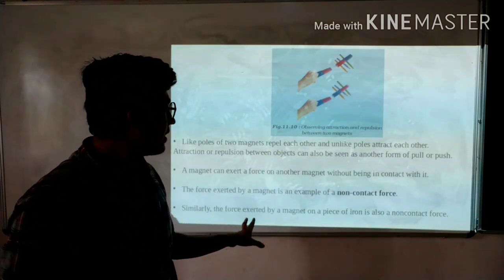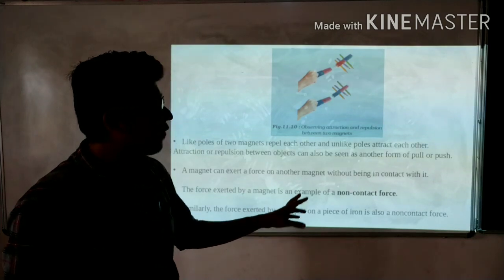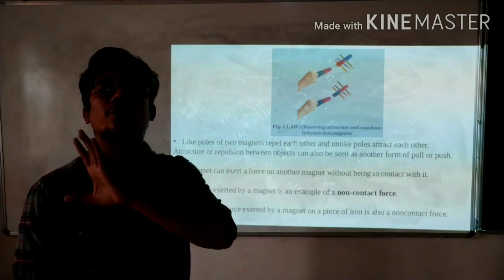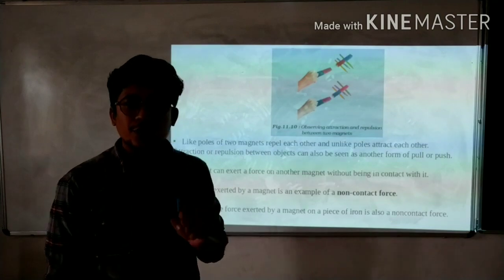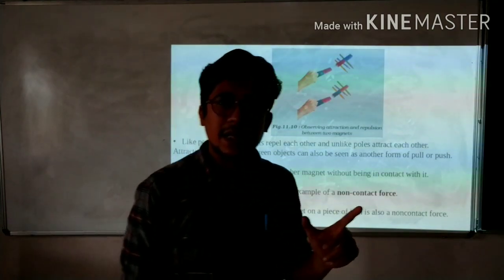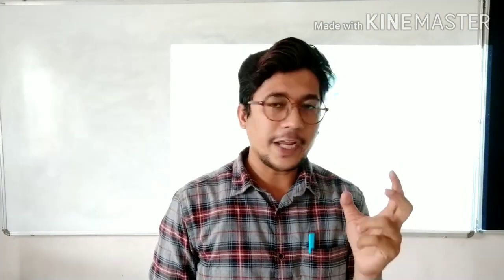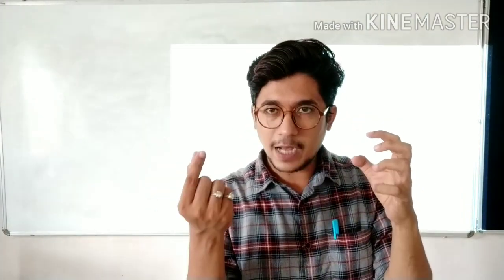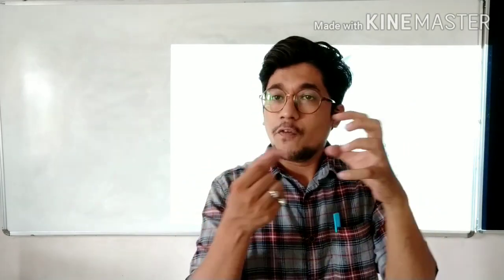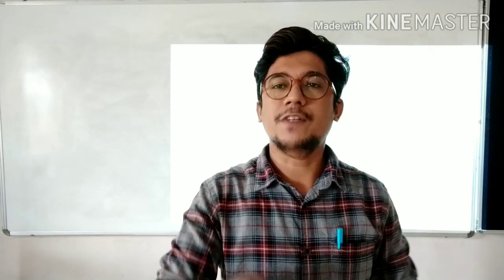Similarly, the force exerted by a magnet on a piece of iron is also a non-contact type of force. Suppose we have only one magnet and no second magnet, even then if the magnet is attracting an iron nail, that force also does not require any physical contact. Yes or no? Very good.